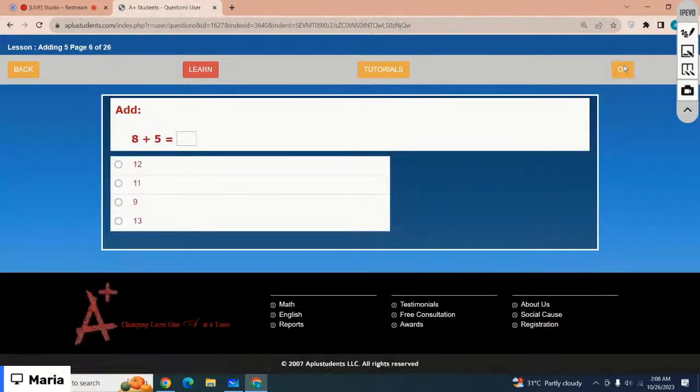Okay, the next one is 8 plus 5. So which is the correct option? The correct option is, very good, 8 plus 5 makes 13. The correct option is 13.